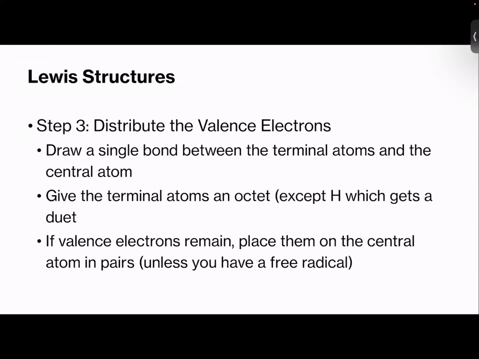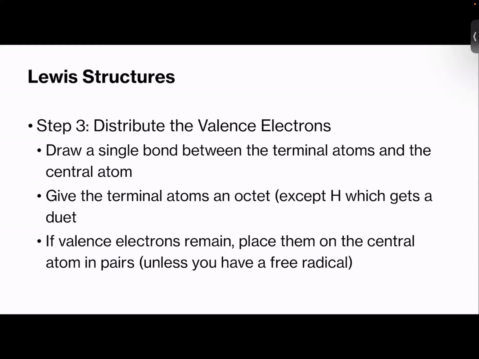In so doing, we're going to give our terminal atoms an octet, except for hydrogen, which gets a duet. If valence electrons remain, we're then going to place them on the central atom in pairs. This is going to be true for most molecules. However, there is something called a free radical. A free radical has an electron that is not paired up. Free radicals are highly reactive molecules. So that's something to keep in mind.